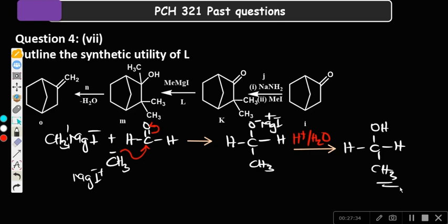It reacts with other aldehyde to form a secondary alcohol. Now other aldehyde means any other aldehyde apart from formaldehyde.